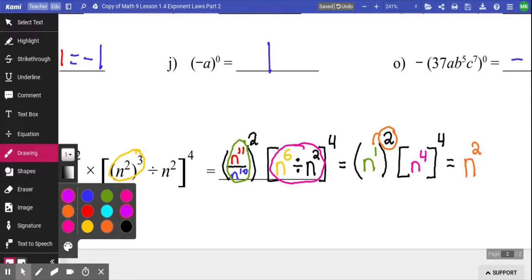The next thing we're going to do is take this. I'll use this light blue. We have this guy right here. Power of a power. The 4 goes to that 4. And it's now going to be n to the power of 16. 4 times 4 equals 16.